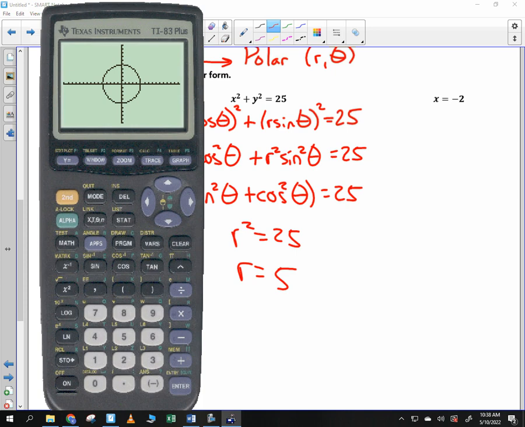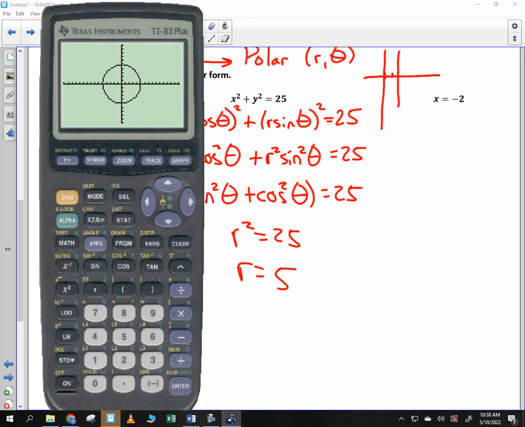Okay, we'll do the last one here. This is nice and easy. Can somebody tell me, what does the graph of x equals -2 look like? Yeah, it is a vertical line. R is 5. Yep. R is 5 is the answer.